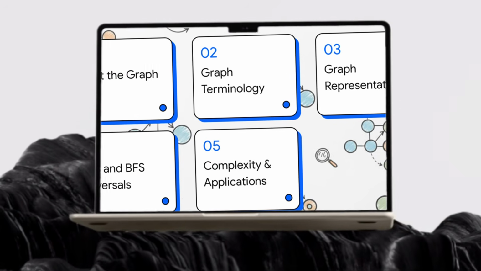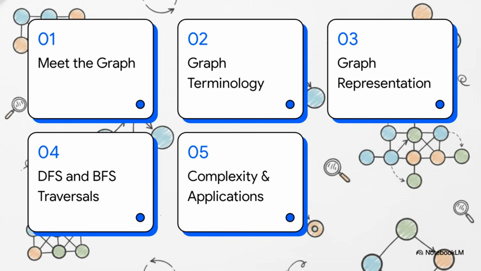Here is our roadmap for today. First, meet the graph. Second, graph types and terminology. Third, representing graphs in code. Fourth, traversals, DFS and BFS. And finally, number 5, complexity and applications. Let's just jump right in.